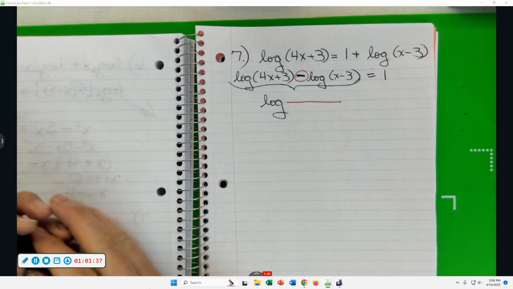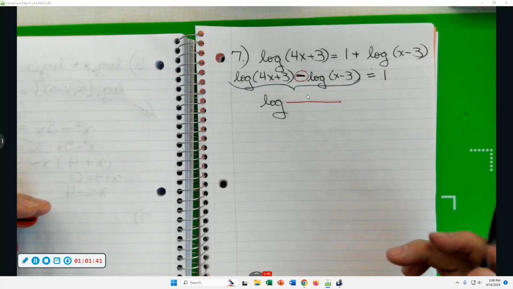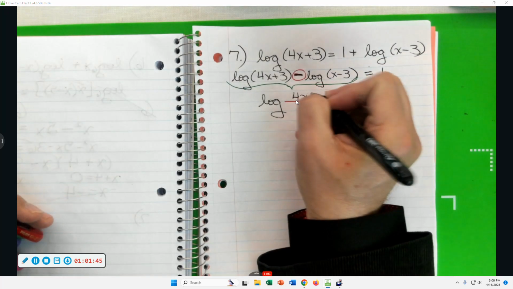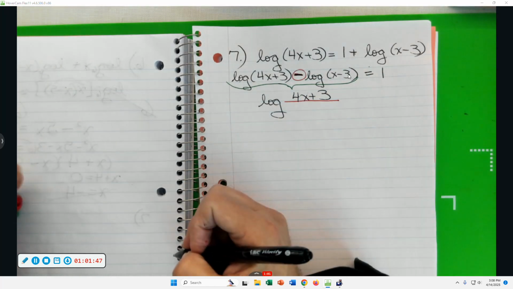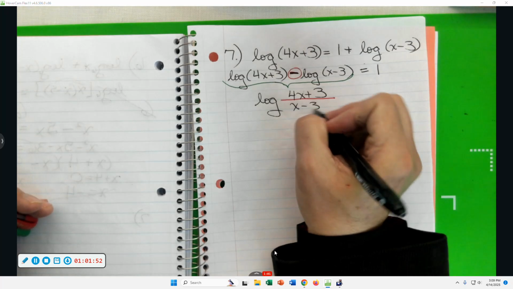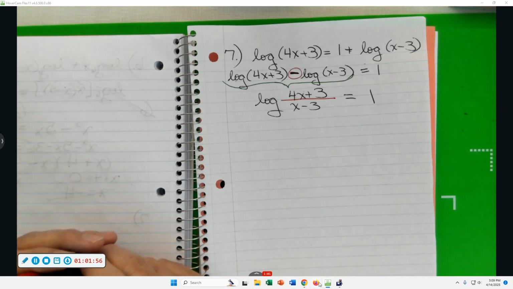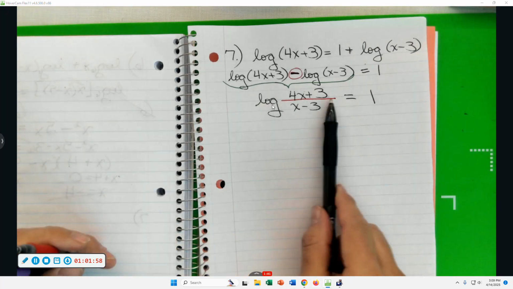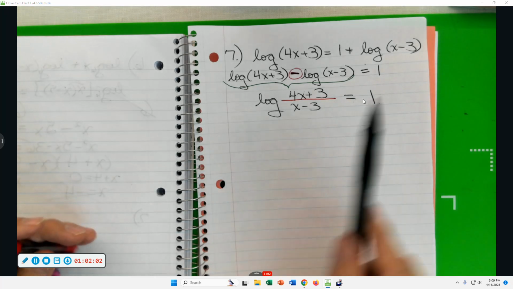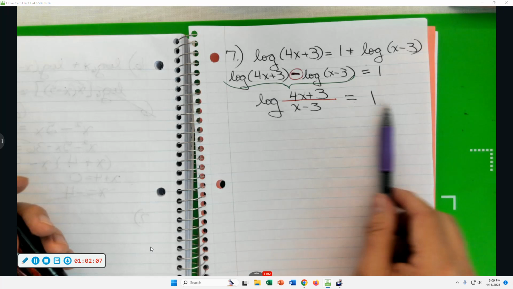What have we got on top? 4x plus 3, and on bottom, x minus 3. And now, this is the desired form. Single logarithm, you have log plus log or log minus log, equals a number. Everything written there is about to become exponents.